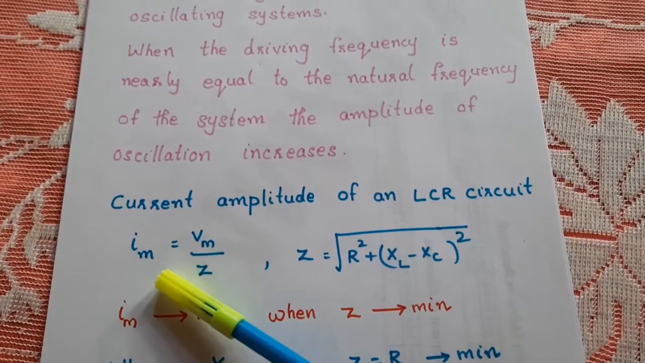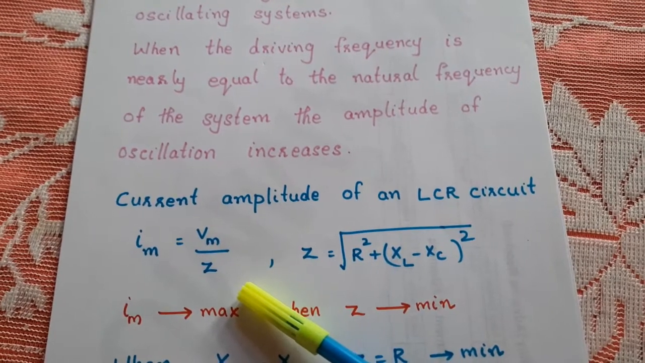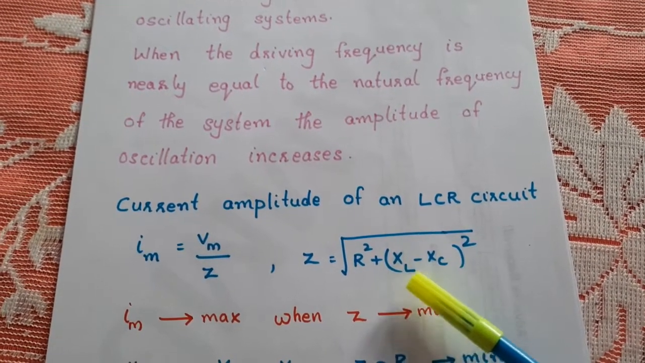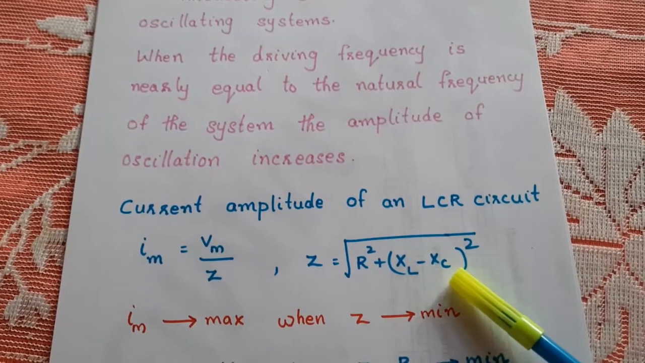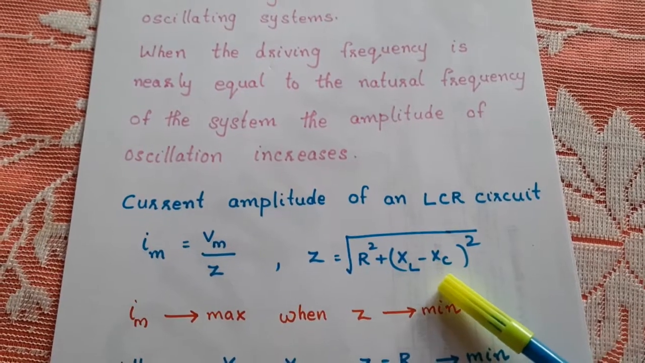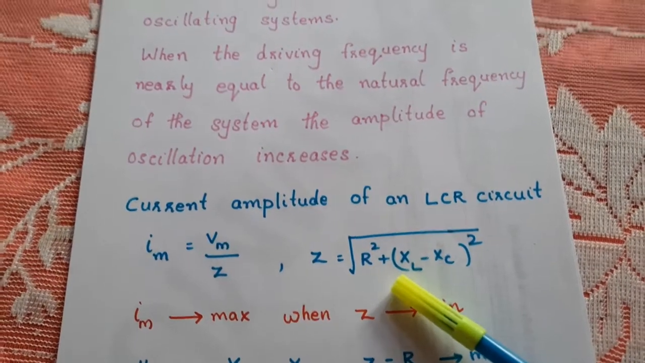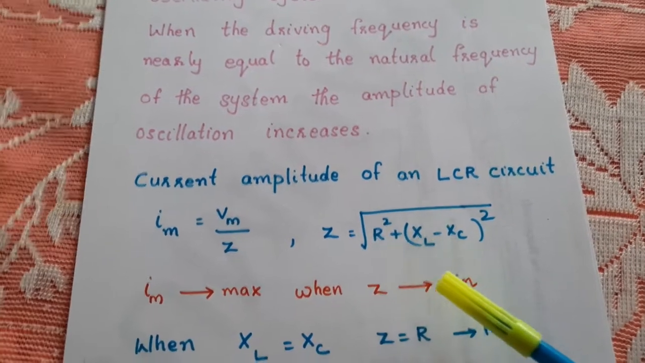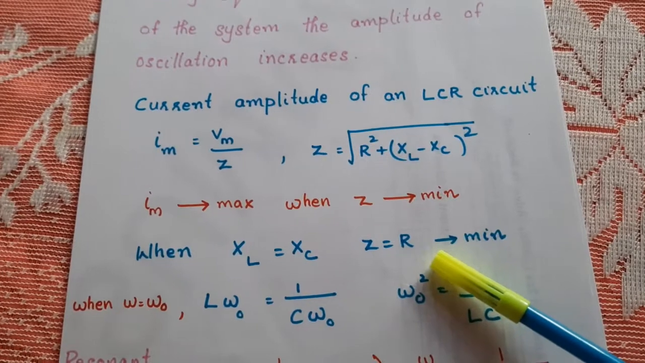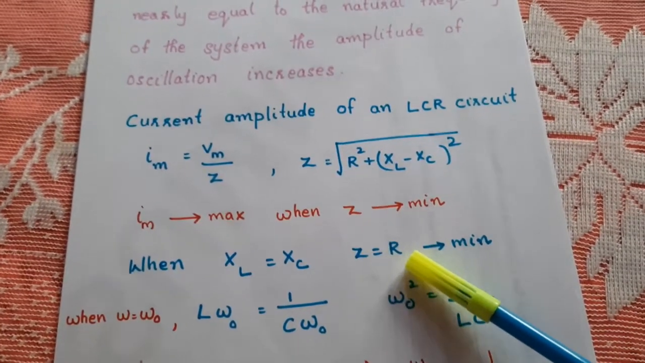The current becomes maximum when impedance becomes minimum. The impedance becomes minimum when XL is equal to XC. Then XL − XC is 0 and Z is equal to R. So the minimum value of impedance Z is R.